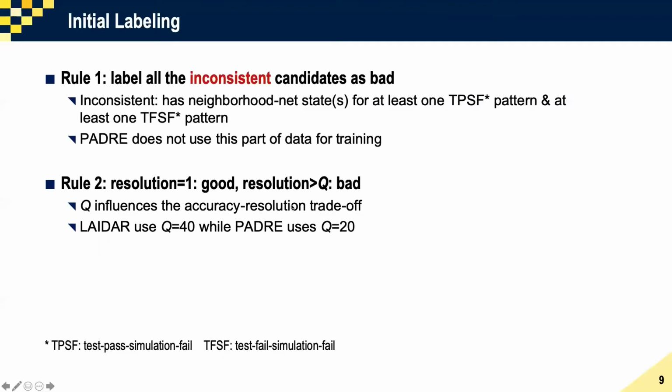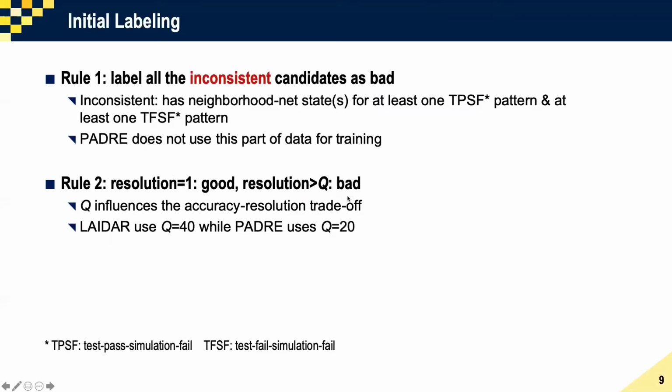The second rule is that if a defect has resolution equals 1, then the only candidate will be labeled as good. On the other hand, if the resolution is larger than a threshold Q, then all of the candidates are labeled as bad. In this way, only 1 candidate, which corresponds to the actual defect, will be mislabeled. The larger Q is, the lower the mislabeled ratio will be. But at the same time, fewer samples will be labeled for model training.